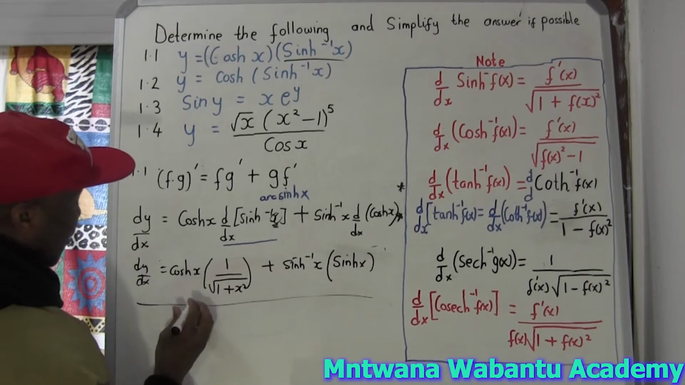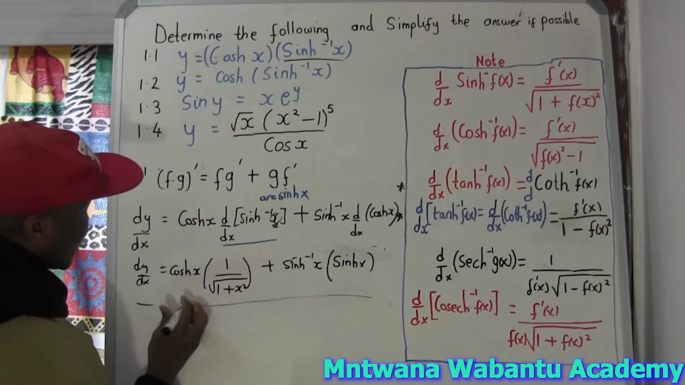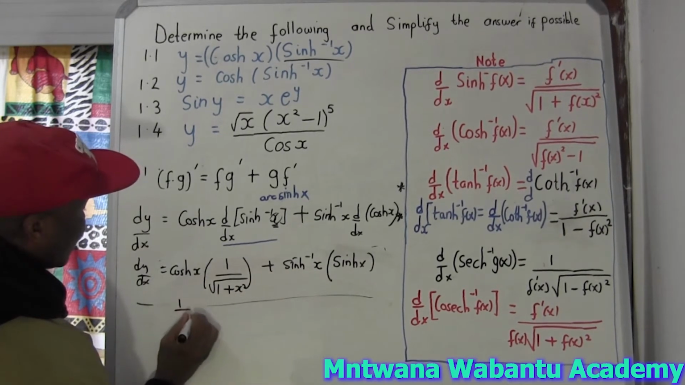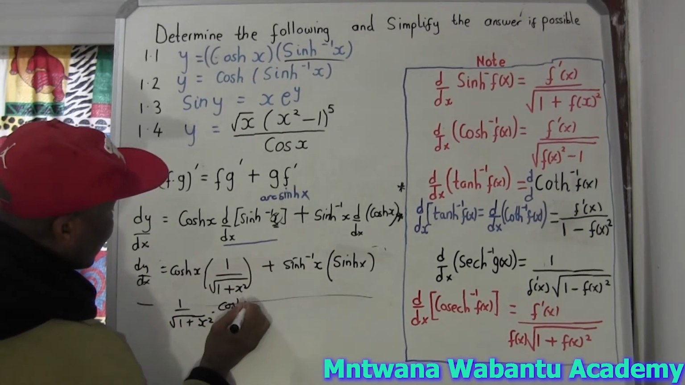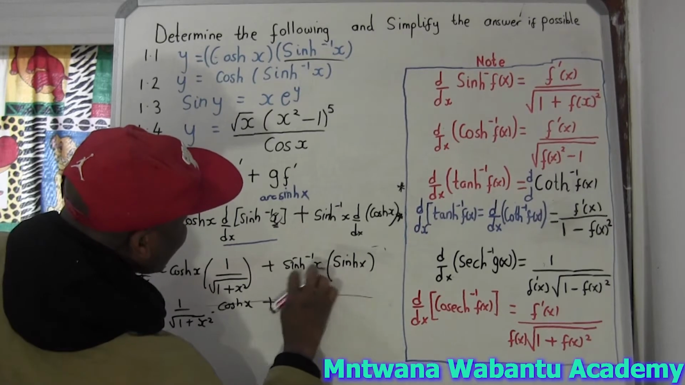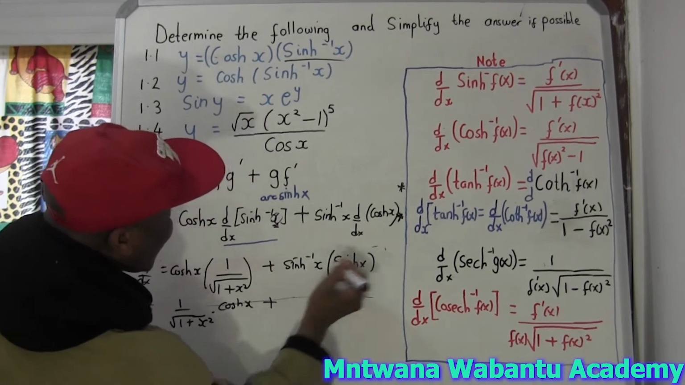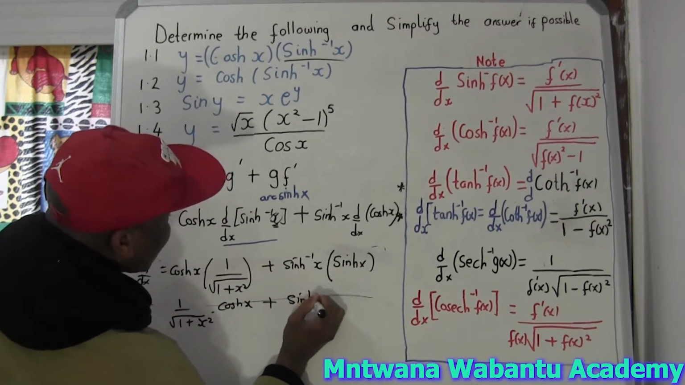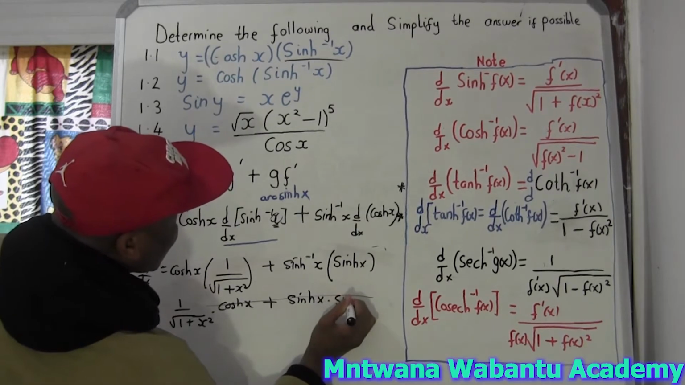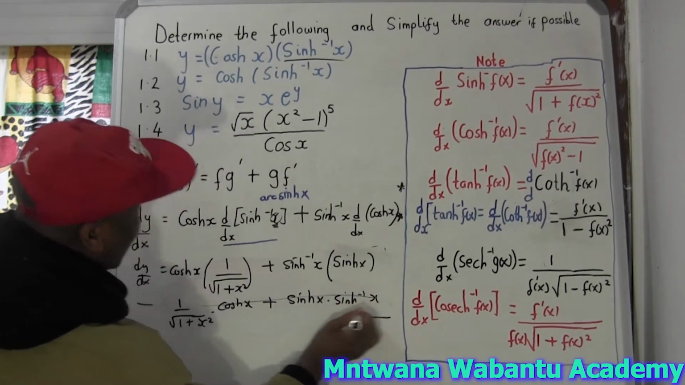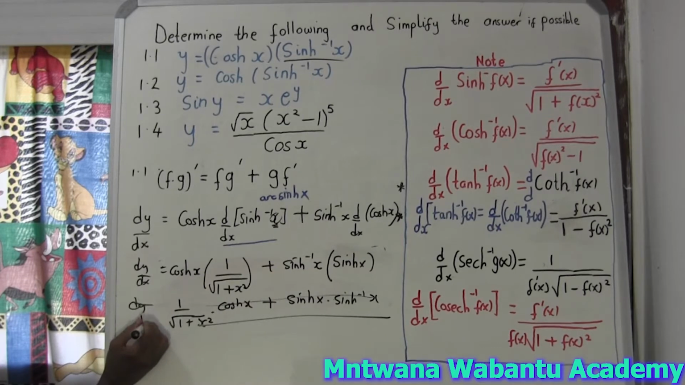I can take this one before. I like to write whatever I had before the sinh inverse. So I'm going to have 1 over the square root of 1 plus x squared, times cos x, plus, I'll write this before if I want, it's not inside the bar, sinh inverse of x times the derivative. So this is dy dx.